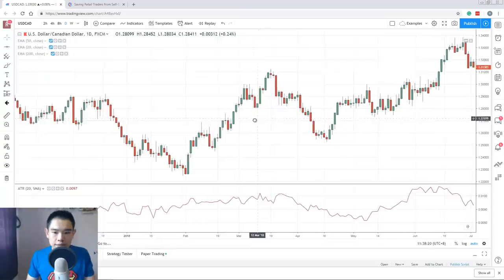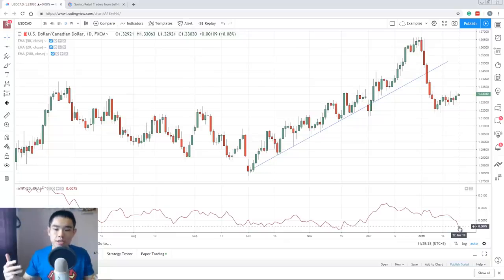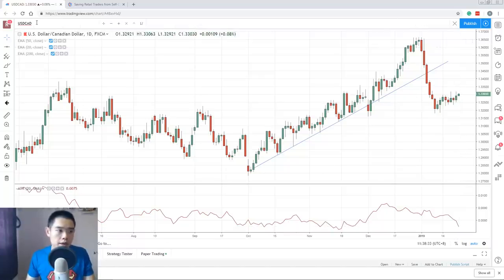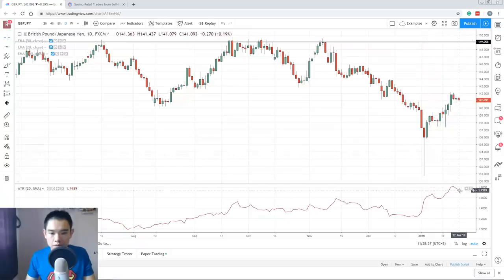So if you look at dollar Canadian daily time frame, you can see that right now it has about 75 pips as its average true range per day over the last 20 periods. If you look at a market like the pound yen, it has an ATR value of about 174 pips. So can you see that different markets have different volatility? So this is why you don't want to be using a fixed stop loss. It doesn't make sense. Markets have different ranges each day, right? For the Forex market, for the stock markets, it's all the same.